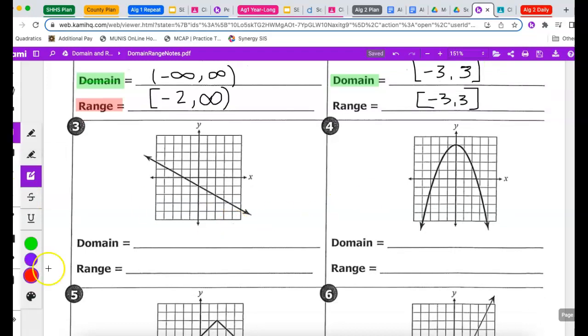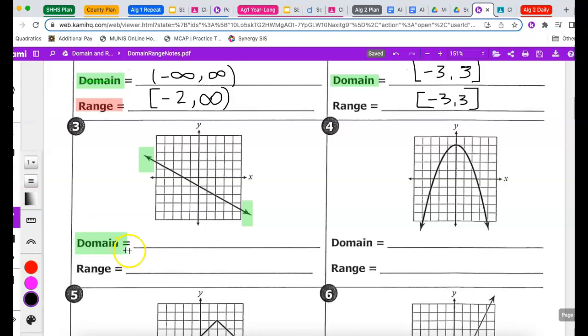All right, let's look at number 3. So we have the domain. So we go from left to right, both being on an arrow. So my domain is from -infinity because the left arrow goes on forever, and positive infinity because the right arrow goes on forever. Make sure we use parentheses there.